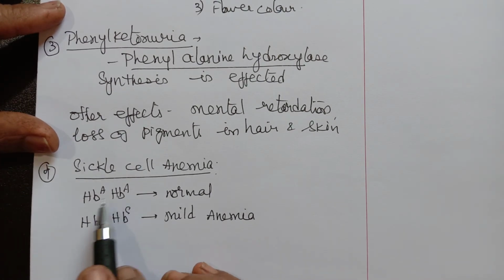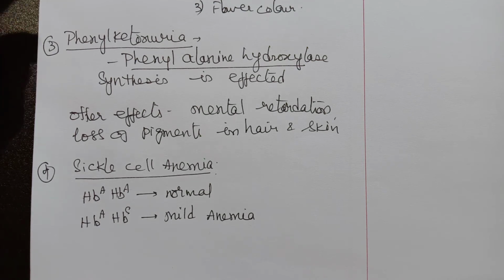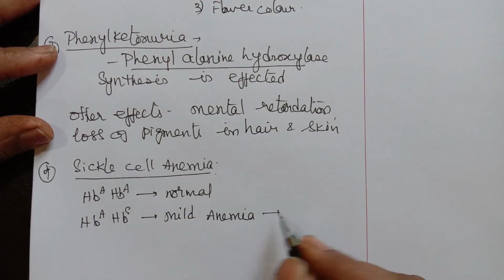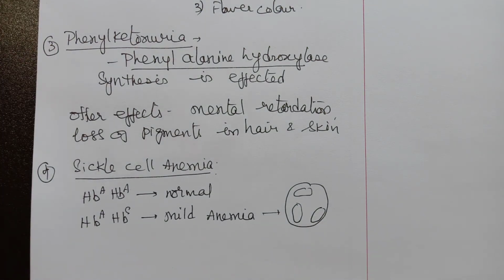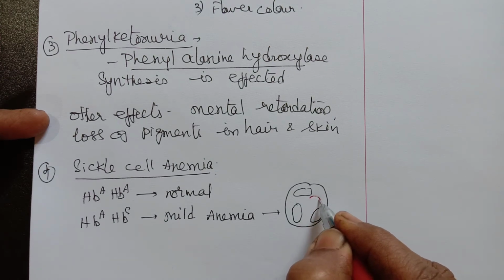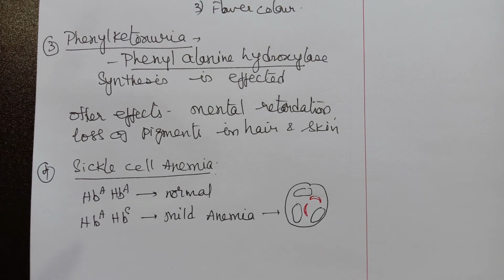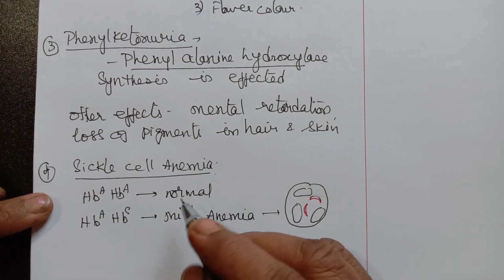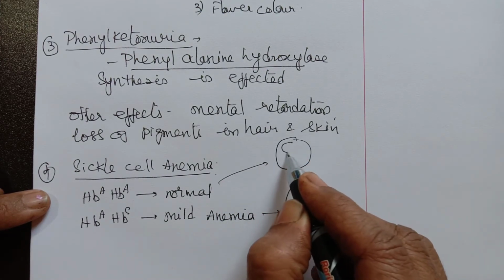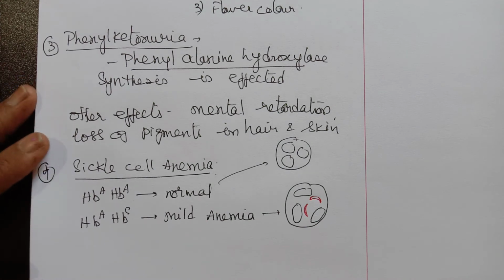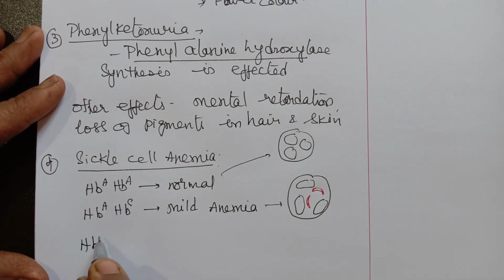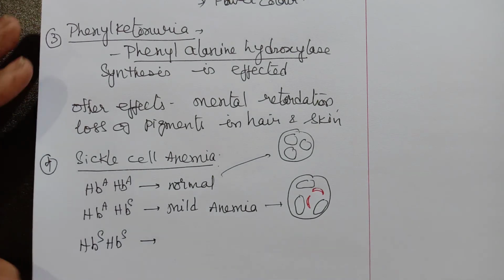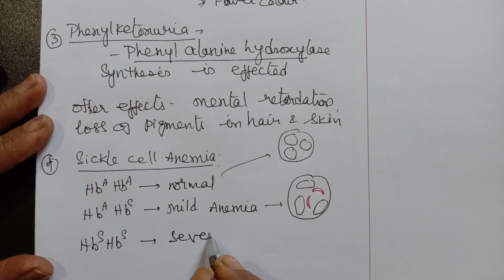The patients who are in heterozygous condition can easily be identified by a simple blood test. In their blood, we find sickle-shaped RBCs along with normal RBCs. The RBCs become sickle-shaped, but the number will be very less in heterozygous condition. In the normal homozygous condition, all RBCs will be normal; there will not be any sickled RBCs. In case of mild anemia, a smaller number of sickled RBCs are present. And if they are homozygous for sickle cell, then they show a severe anemic condition.